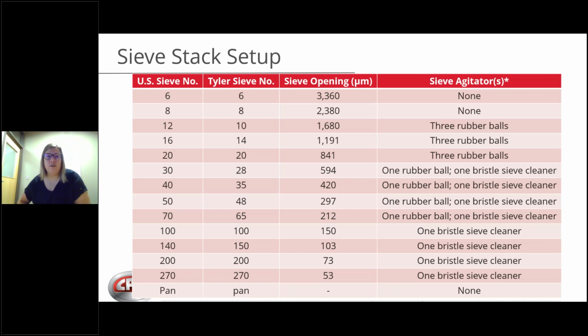Like I alluded to, we have the US sieve number, and I also have the coordinating Tyler sieve number listed. As I alluded to on the previous slide, as the US sieve number increases, as we move from top to bottom in the sieve stack, the sieve opening decreases, because we have fewer openings per inch or fewer wires per inch. And then we also have the sieve agitator arrangement listed, and this is a recommendation based on Kansas State University. It varies the number of brushes and balls on each sieve.